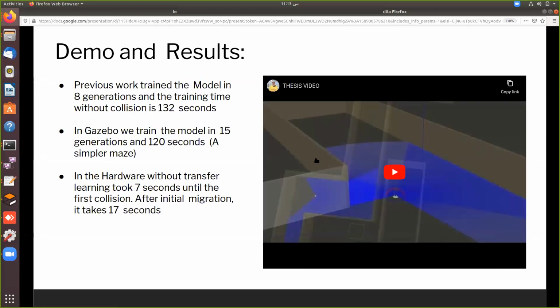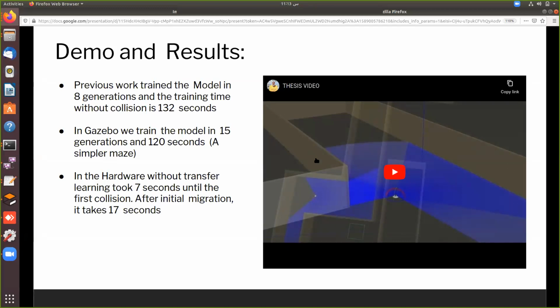Sharing some of our results. In the previous works, the model used to take up to 8 generations and around 132 seconds in perfect conditions. In Gazebo, however, the model takes around 15 generations and around 120 seconds to train.